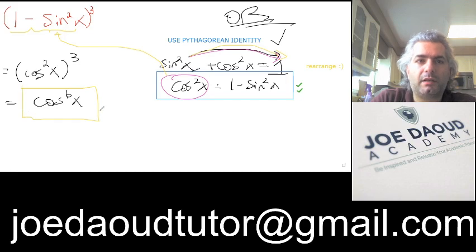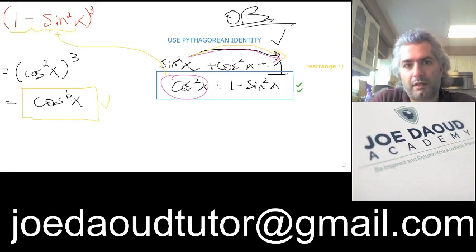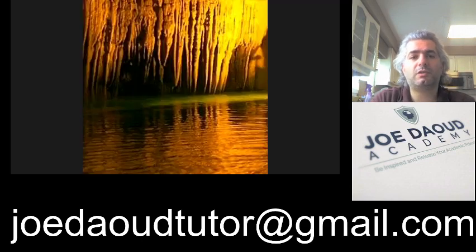And then you just have to expand cos squared x to the power of 3. Because it's raised to the power, you multiply the exponent. 3 times 2 is 6, so your final answer in this case would be cosine to the power of 6x. And this is your most simplest term.